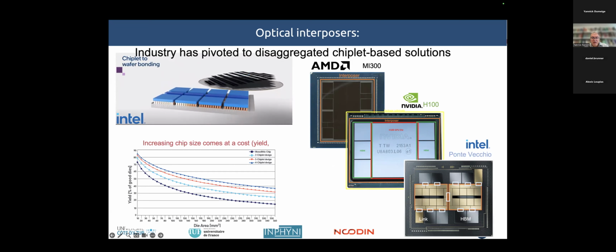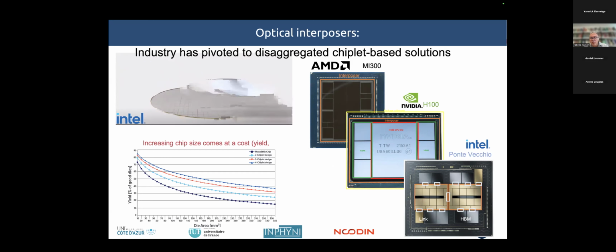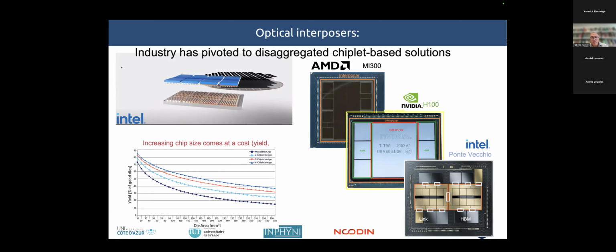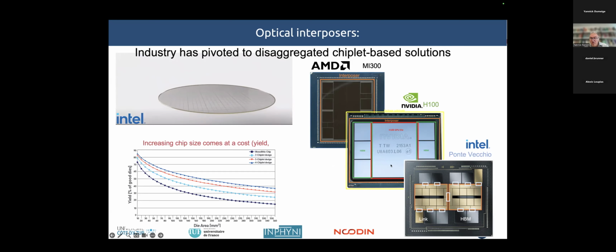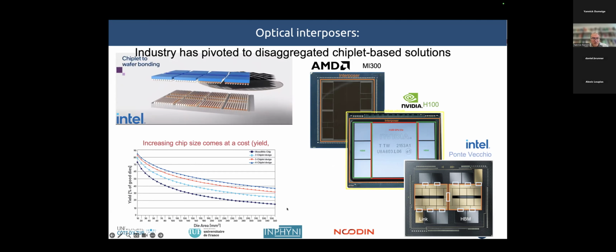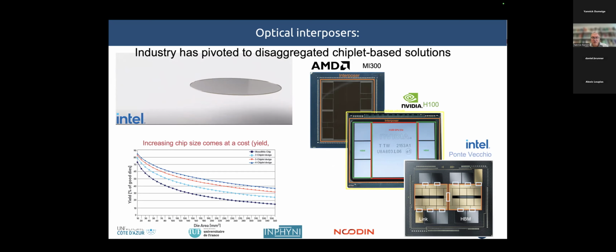And of course, what people want to do is to increase this number of chiplets on the chip. And if you see, you cannot increase the size of this chip too much, because the cost of increasing the size of these chips is not sustainable for the industry. So this is why chiplets are used.